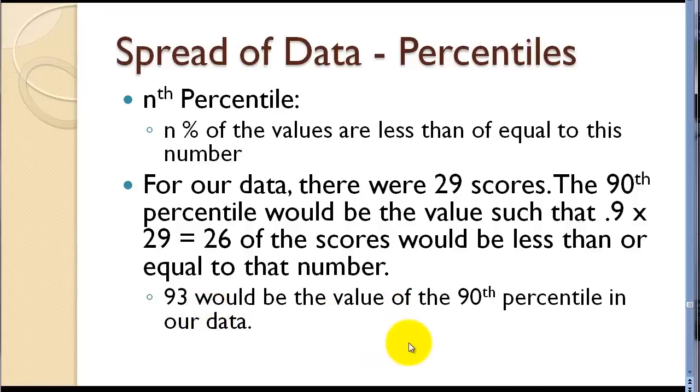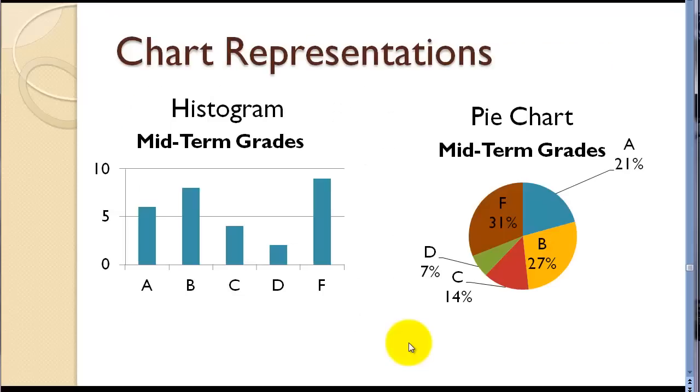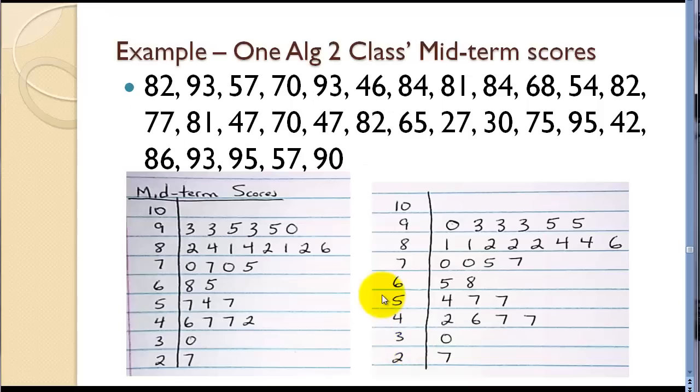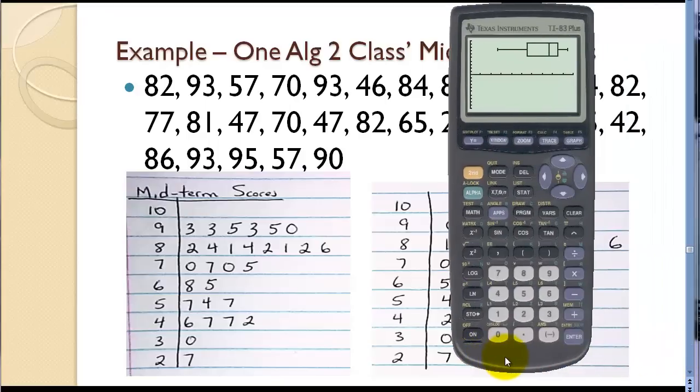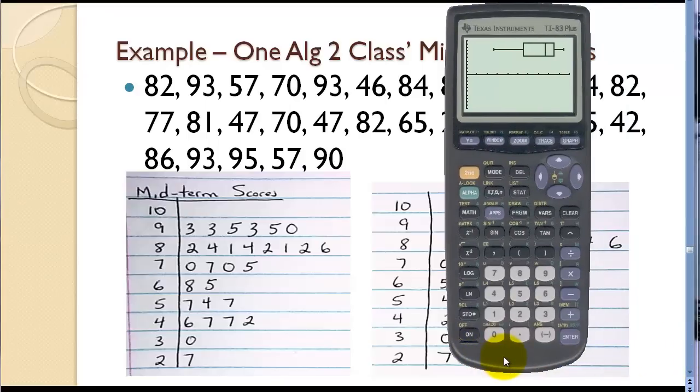So if we go back to our stem and leaf plot, we're looking for 26 numbers to be equal to or lower. So 1, 2, 3, 4, 5, 6, 7, 8, 9, 10, 11, 12, 13, 14, 15, 16, 17, 18, 19, 20, 21, 22, 23, 24, 25, 26. So this represents a 93. That's the 90th percentile, meaning 90% of the scores were equal to or less than that score. So if you were the one that got 93, you did equal to or better than 90% of the people in the class.